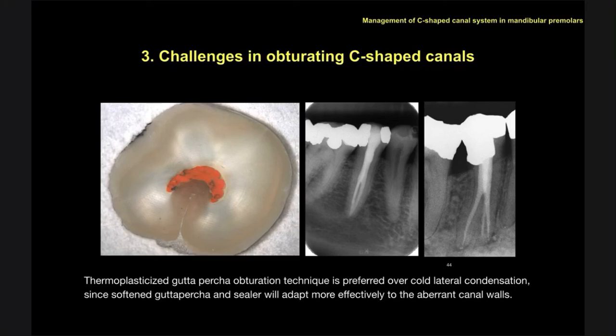And the next part is the challenges in obturating the C-shaped canals. For the obturation of the C-shaped canals, the thermal plasticized gutta-percha obturation technique is preferred over the cold lateral condensation, because when the gutta-percha is softer, it can be packed into the isthmus area of the C-shaped canal system, and also the sealer will be packed into the isthmus area and the root canal irregularities, and they will adapt more effectively to the apparent canal walls.